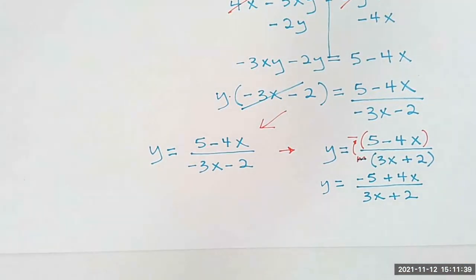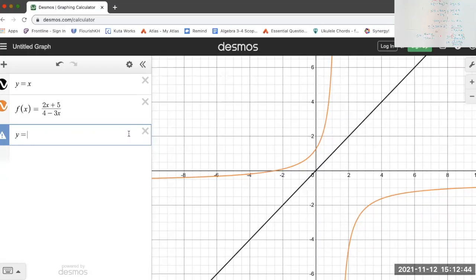Let's move to Desmos and see if this is actually the inverse. We have a negative 5 plus 4x divided by, notice what happened here. I can't just divide. I need to make sure that I group this first and then divide by 3x plus 2.